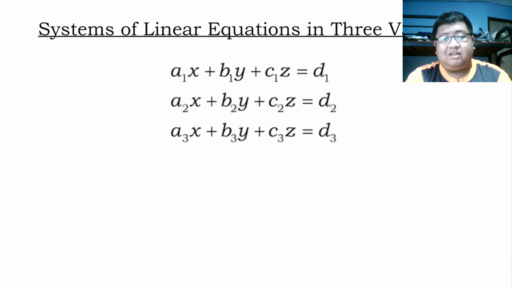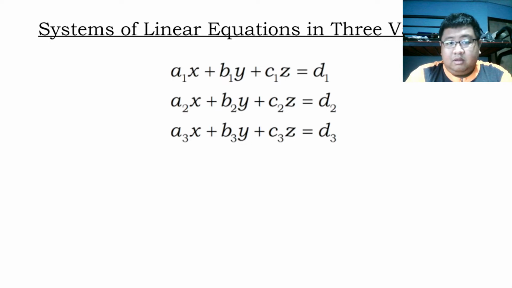Now, suppose you have this system of linear equations, a1x plus b1y plus c1z is equal to d1, a2x plus b2y plus c2z is equal to d2, and a3x plus b3y plus c3z is equal to d3. This is a system in which the variables being talked about are x, y, and z. And the other variables, the a's, the b's, the c's, and the d's, are your coefficients and your constants, respectively.